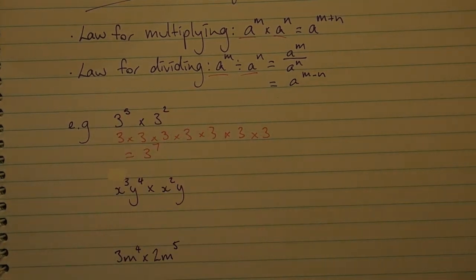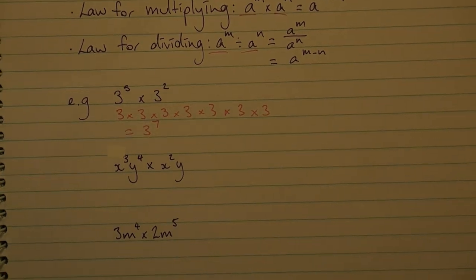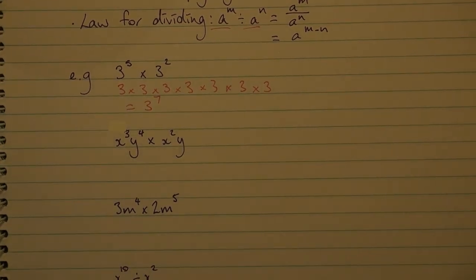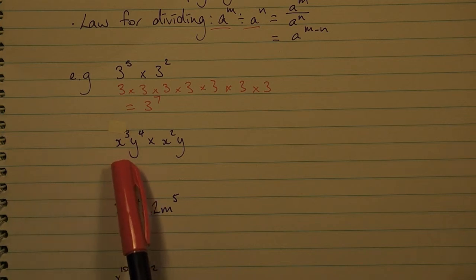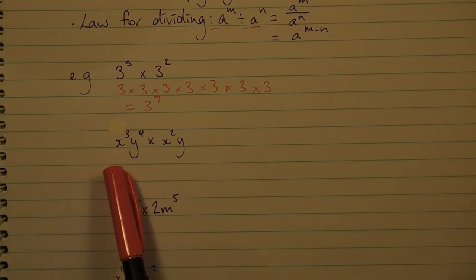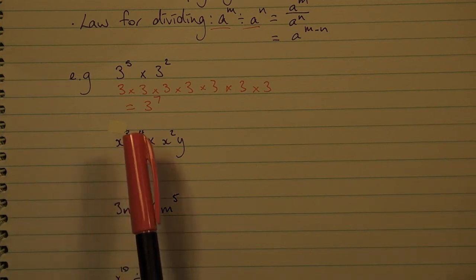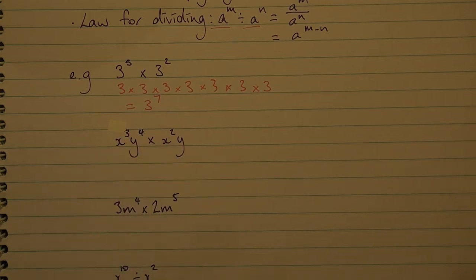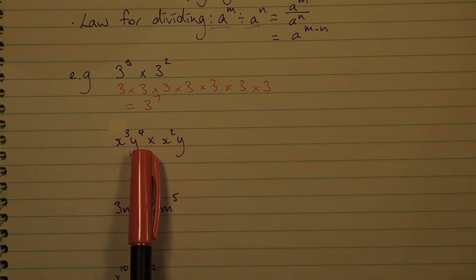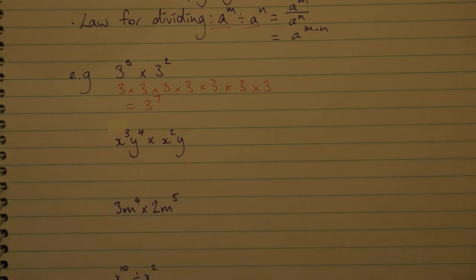The law still applies when we have different bases. It just means that we only add the powers of the same base. So our bases will stay separate. If we've got x to the power of 3, y to the power of 4 multiplied by x squared y, we treat them separately.